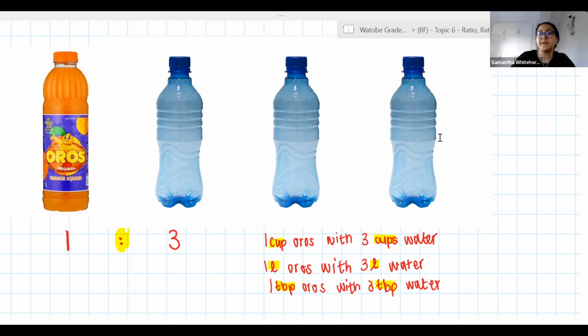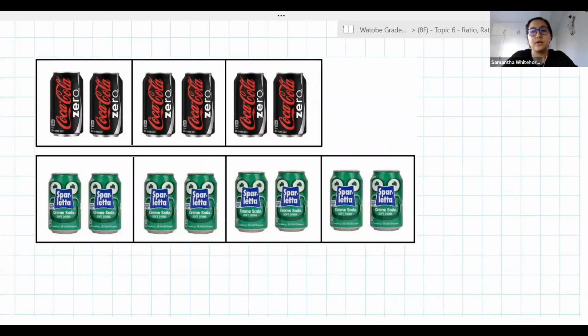Okay. Alrighty, guys, so that is in essence what a ratio is. It is comparing two things with the same unit. It tells us how to mix things, it tells us how to divide things up, etc. So let's have a look at some examples as we go along.